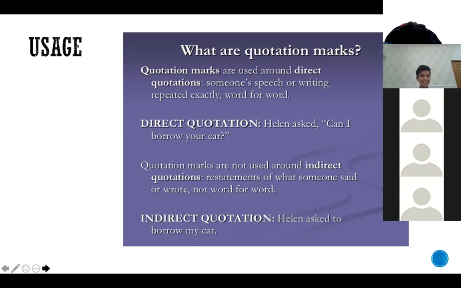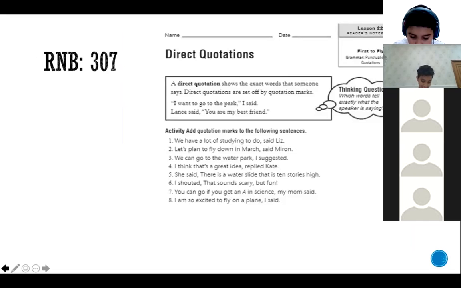Tell me, please. This question six. I didn't understand. Which question six? Question six, I shouted. What did I shout? That sounds scary, but fun. So, after the commas, you start the quotation from the top of that, and end it after the exclamation mark. It's the same thing. The sentence is an exclamatory sentence. That's it.